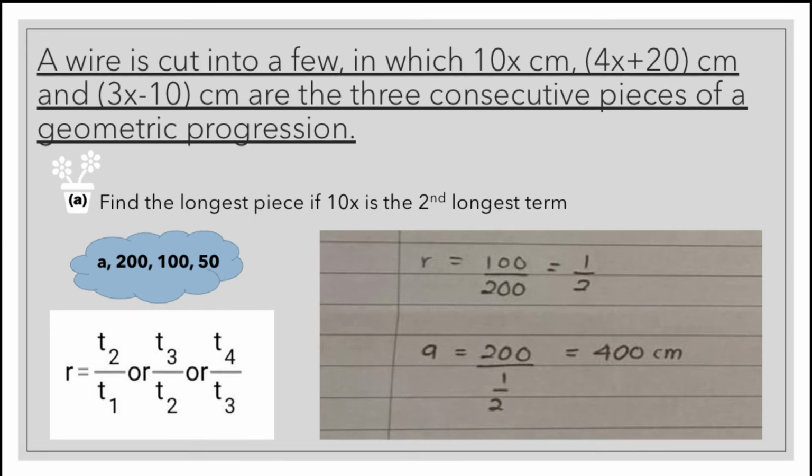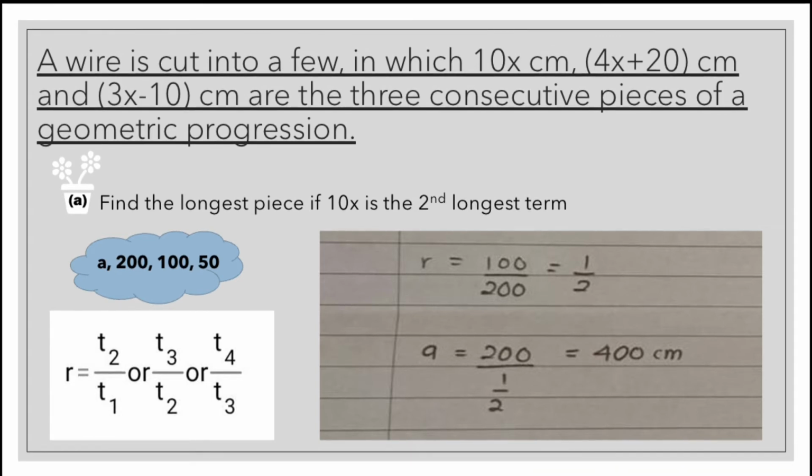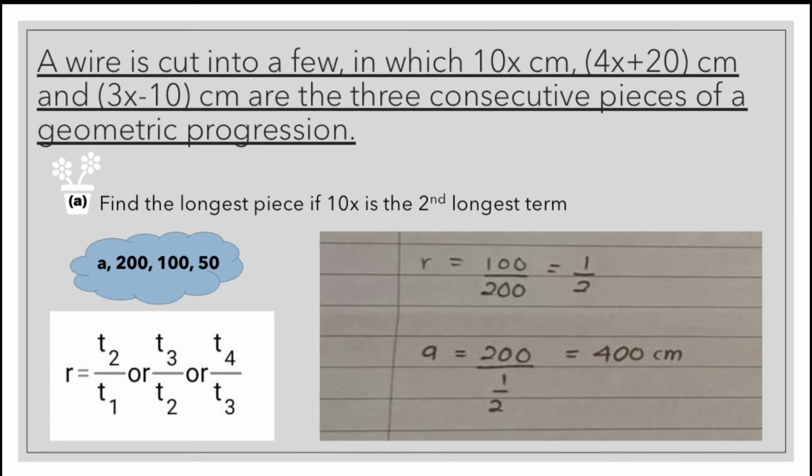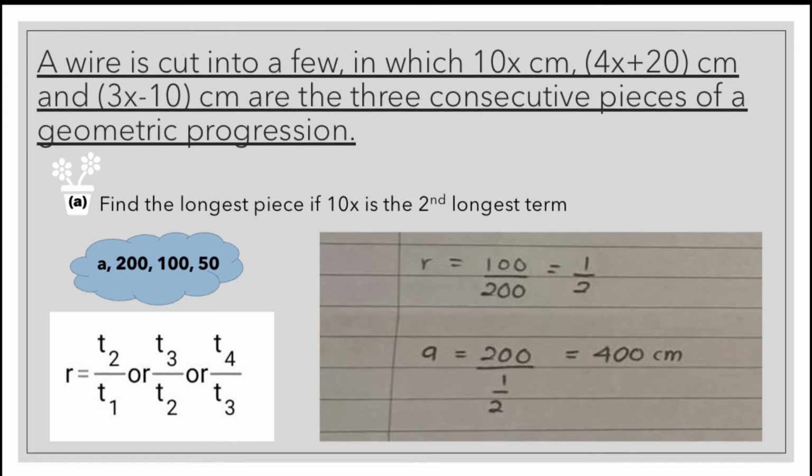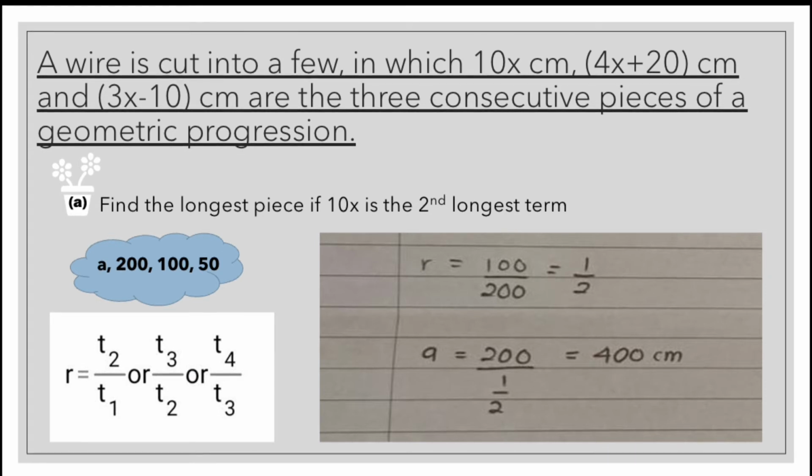Why do we not use -10 over 7? Because people do not cut wire in the form of a negative length. We are going to find the longest piece, that is T1, also known as a. Before we find T1, we are going to find r. After we get r equals 1 over 2, we substitute in the formula again and we will get a equals 400.